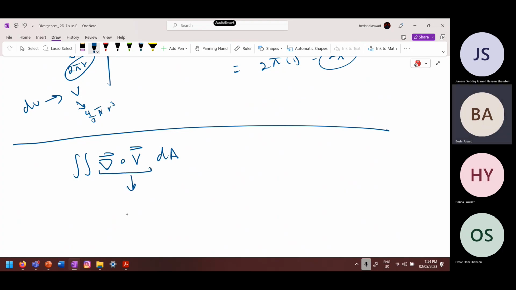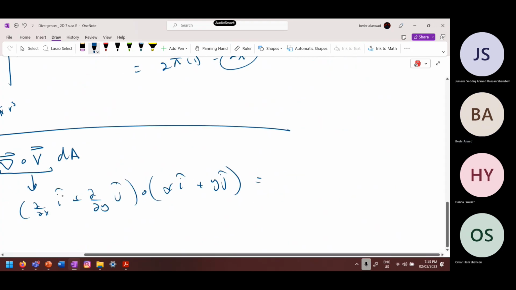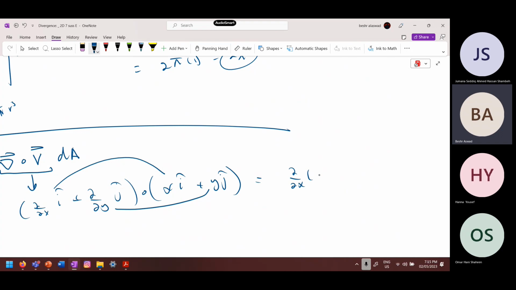Let's start with this first. Partial over partial x, i hat, plus partial over partial y, j hat, dot product. Don't forget this. This is dot product, not cross product. Please do not make a mistake. x i hat plus y j hat. That's equal to partial of x over partial x plus partial of y over partial y, that's equal to 1 plus 1, that's equal to 2.